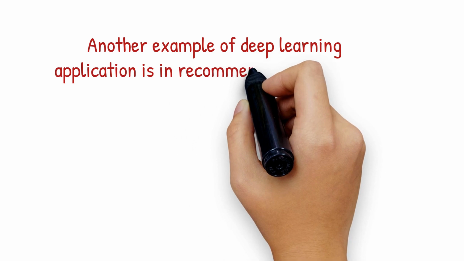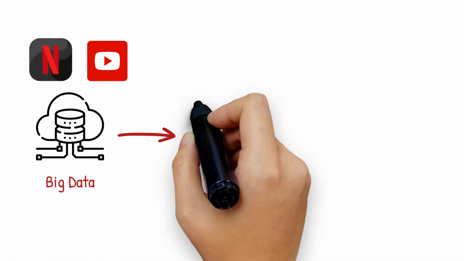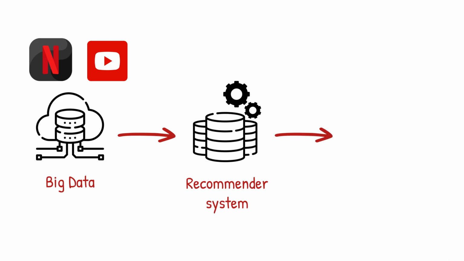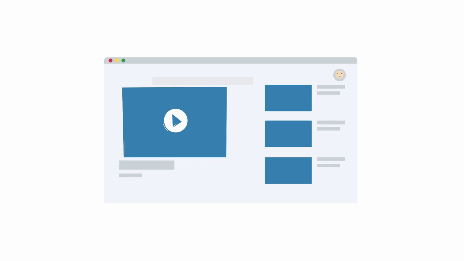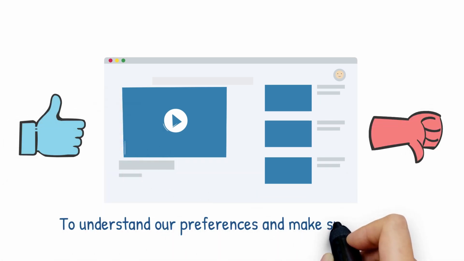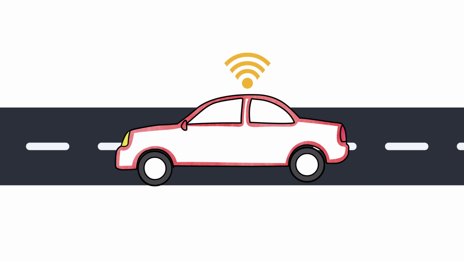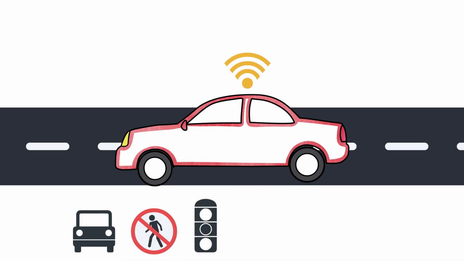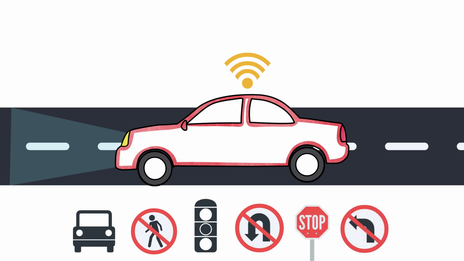Another example of deep learning application is in recommendation systems. For example, Netflix and YouTube use deep learning-based recommendation systems to figure out our taste in movies and videos and provide us with personalized recommendations. These systems analyze our watching history, likes, dislikes, and other data to understand our preferences and make suggestions. Finally, in the field of self-driving cars, deep learning is used to develop object detection systems, which can identify and respond to other vehicles, pedestrians, and traffic signals on the road, as well as other modules such as lane keeping, traffic sign recognition, among others.